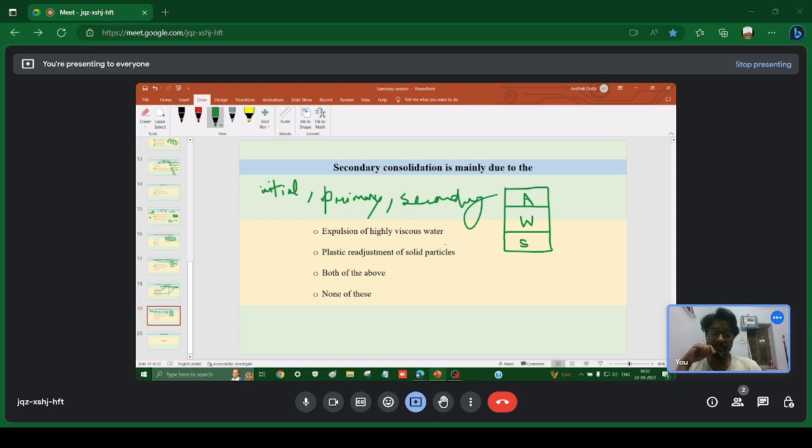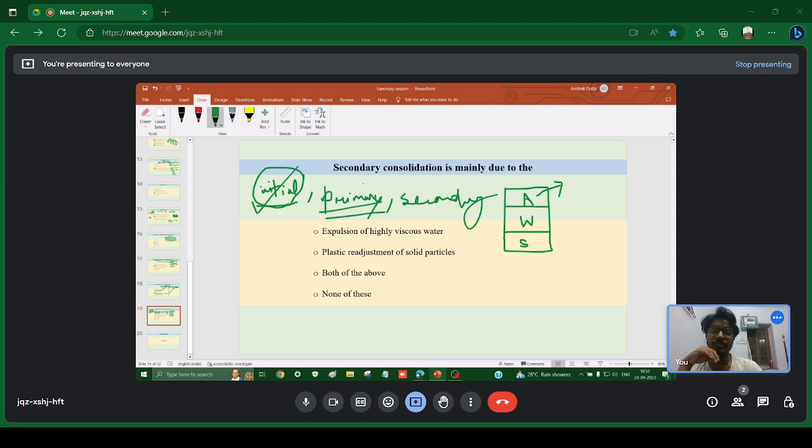Now I have already discussed the initial consolidation. What happens in initial consolidation? The air starts getting expelled out, and the soil gets compressed to a lesser volume. Now what will happen after all the air in the soil has been expelled out? At that point of time, initial consolidation will end and primary consolidation will start.